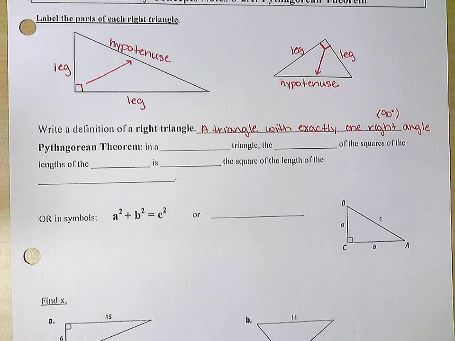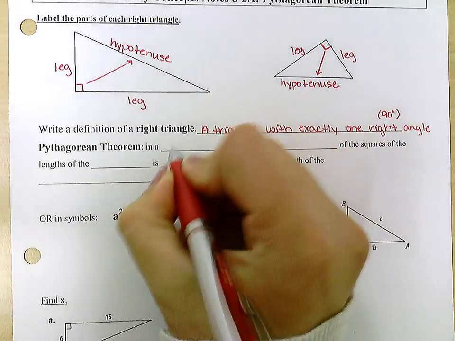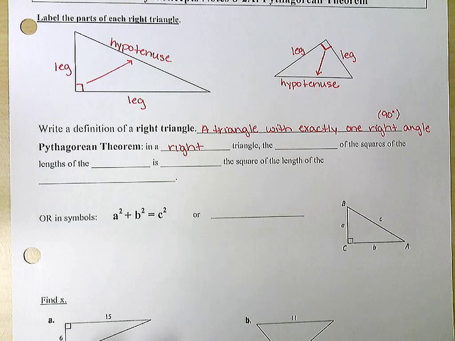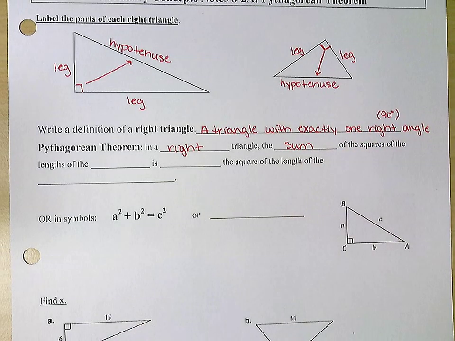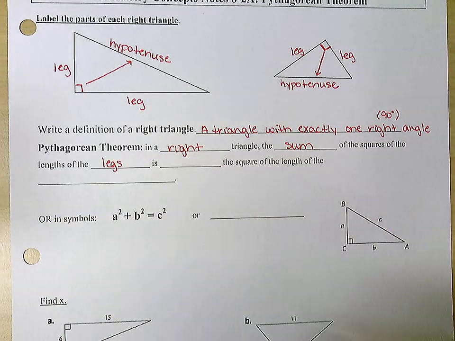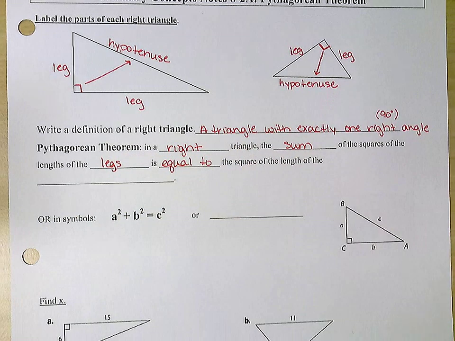So we are looking at the Pythagorean theorem today and using that Pythagorean theorem to find side lengths of a triangle. Okay, so definition for our Pythagorean theorem. In a right triangle, okay, so you do need to have a right triangle for this to work. The sum of the squares of the lengths of the legs is equal to the square of the length of the hypotenuse.